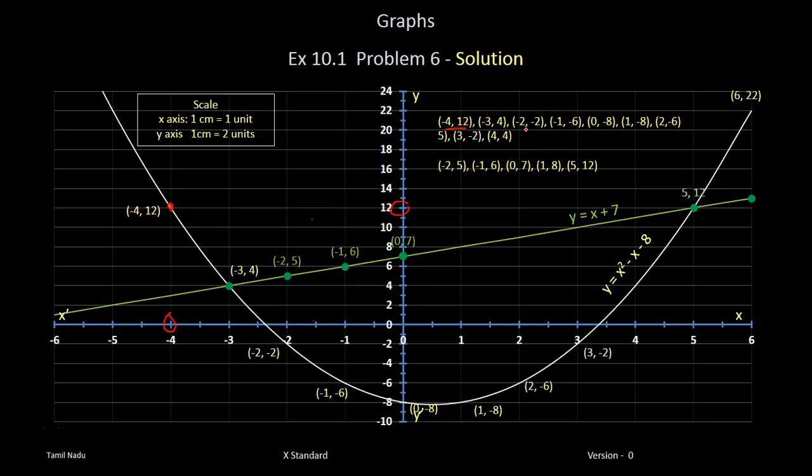Next, let's take minus 2, 2. X is equal to minus 2. Y equal to 2. So this is minus 2. Y equal to, right, 0 and 2, right? So this is minus 2. So you come horizontally here and vertically down. So this is the point. Minus 2, 2. Now let's take 1 and minus 8.